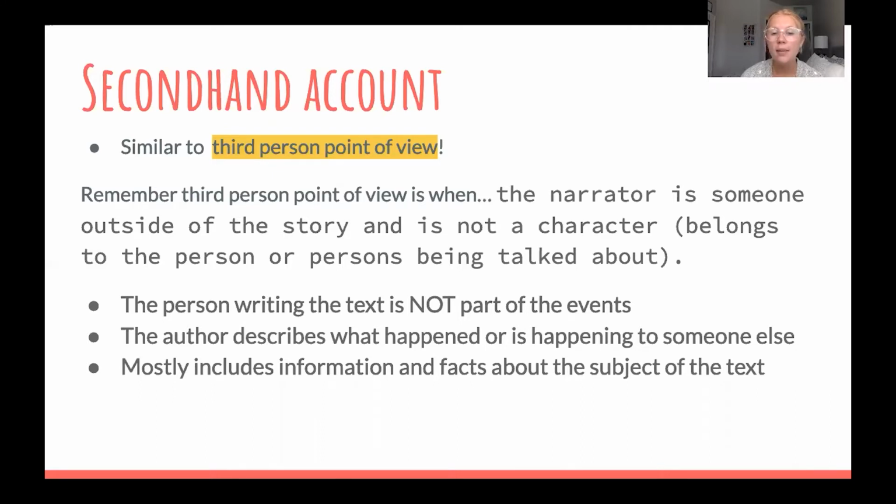The author describes what happened or is happening to someone else. And a secondhand account mostly includes information and facts about the subject of the text. It doesn't include feelings and opinions because it's not being told by someone who was actually there when the event occurred. It's all based off of facts and information that we have learned.